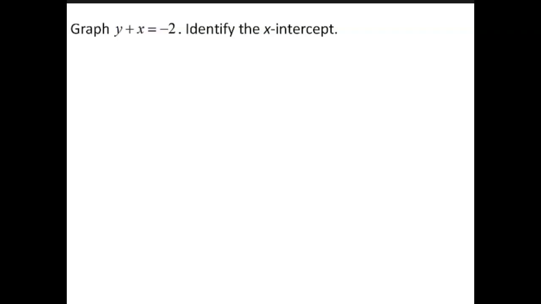Graph y plus x equals -2. Identify the x-intercept. First you want to rewrite the equation in slope-intercept form. To do this, subtract x from each side of the equation, which gives you y equals -x minus 2. The equation is now in slope-intercept form, so m equals -1 and b equals -2.